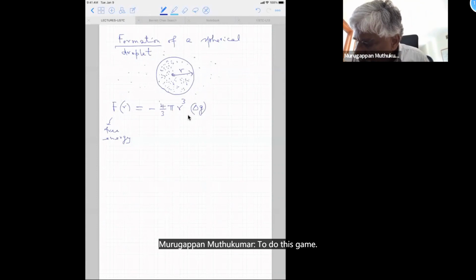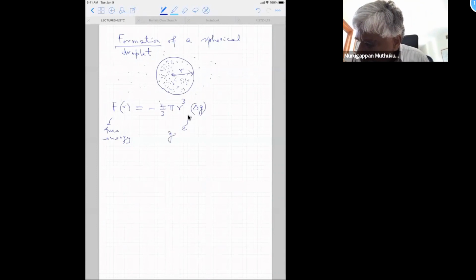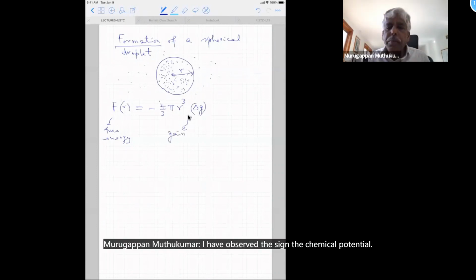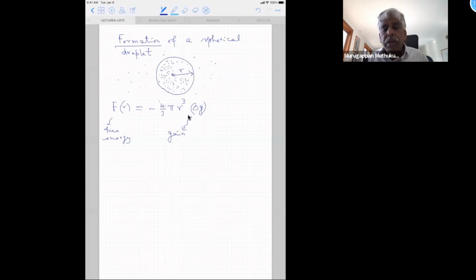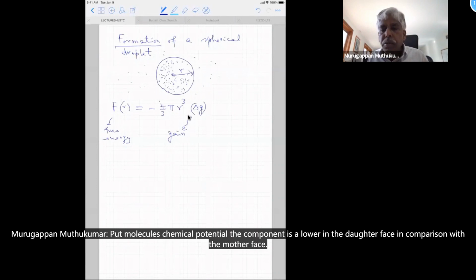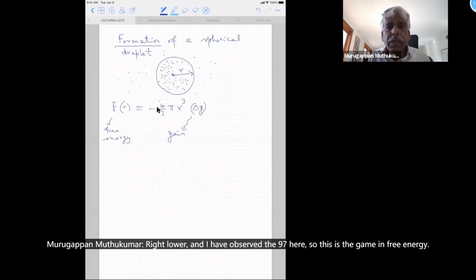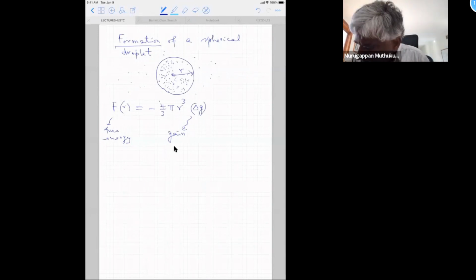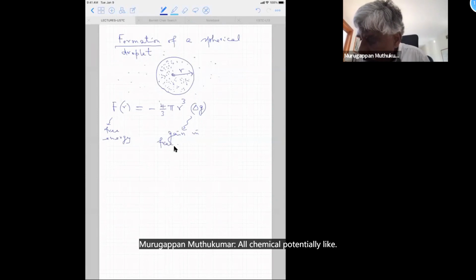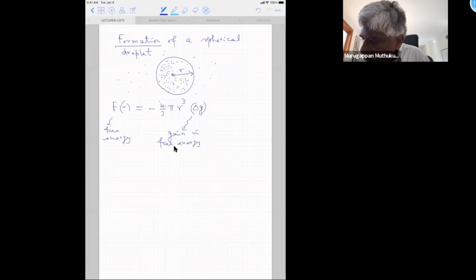So this is the gain. I have observed the sign: the chemical potential per molecule, the chemical potential of the component, is lower in the daughter phase in comparison with the mother phase, right? Lower. And I have observed the negative sign in here. So this is the gain in free energy, or chemical potential, if you like, per unit volume.